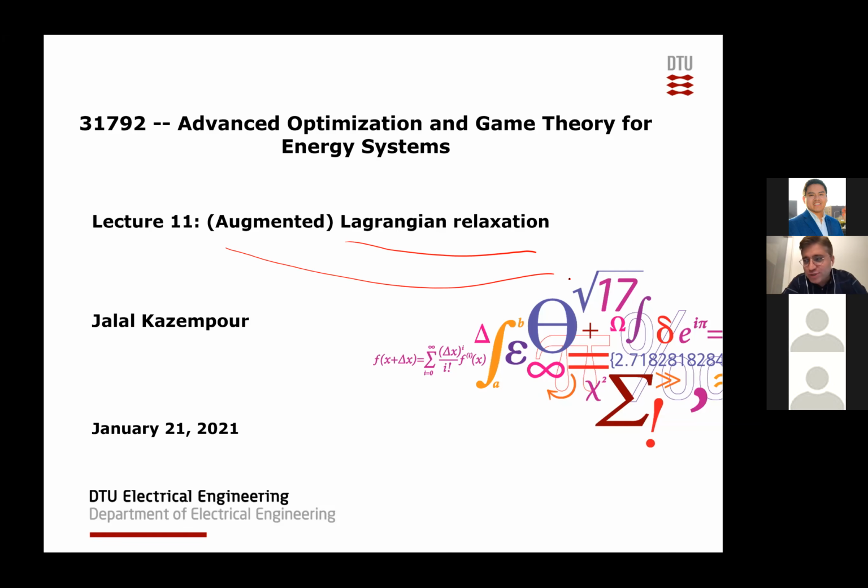A few lectures ago, you learned how to identify if your problem is decomposable or not, if it has complicating variable or complicating constraint. If you have complicating variable, you'll learn how to implement Bender's decomposition. But in case you have complicating constraint, then Lagrangian relaxation and augmented Lagrangian relaxation could be a good candidate to be used.